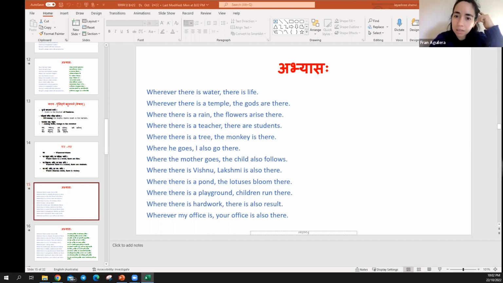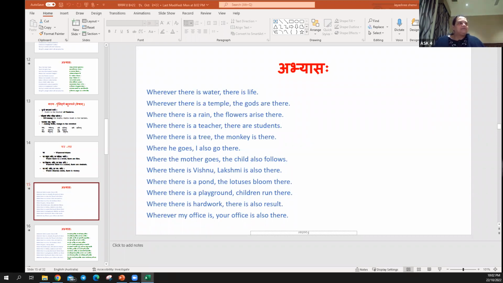Pran Modaya. Yatra varsha asti tatra pustakam. Flowers. Oh, sorry, pushpam. Pushpani. Arise. Okay, for arise, we can say udbhavanti. Udbhavanti. So, yatra barsha asti, tatra pushpani udbhavanti.